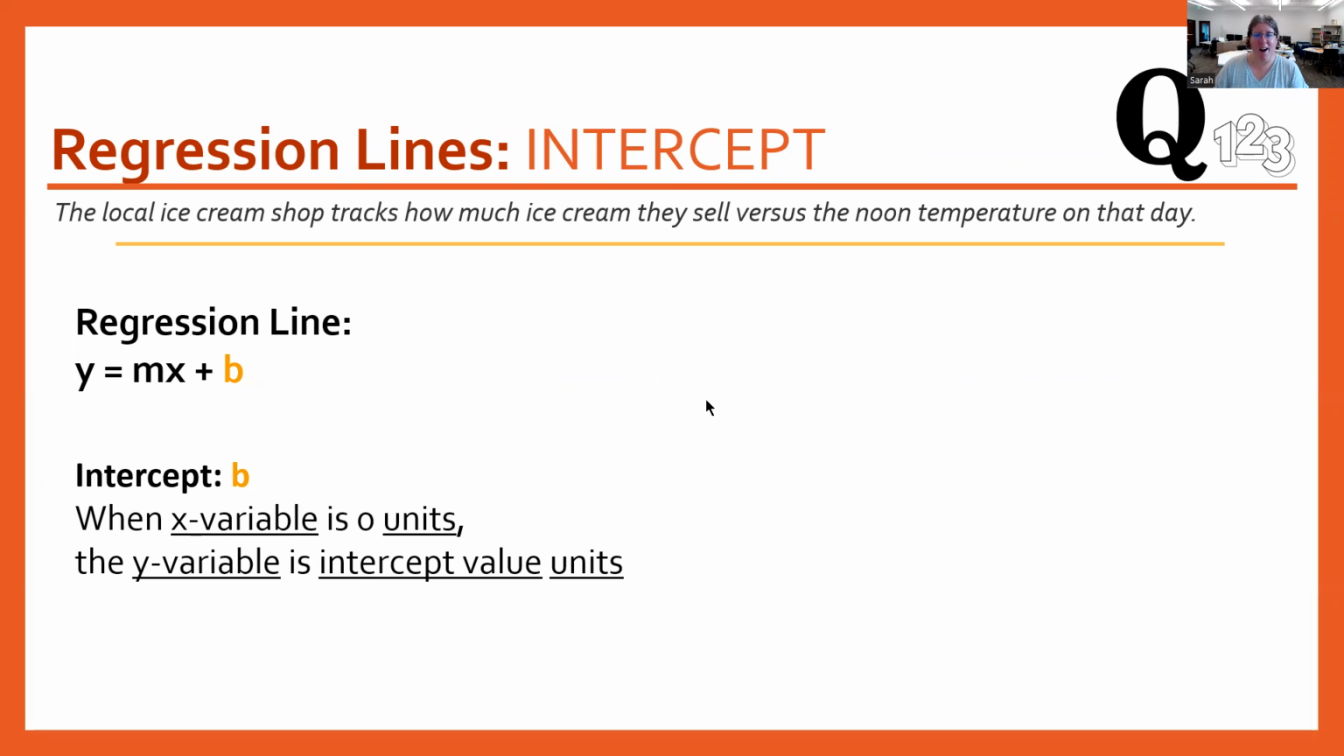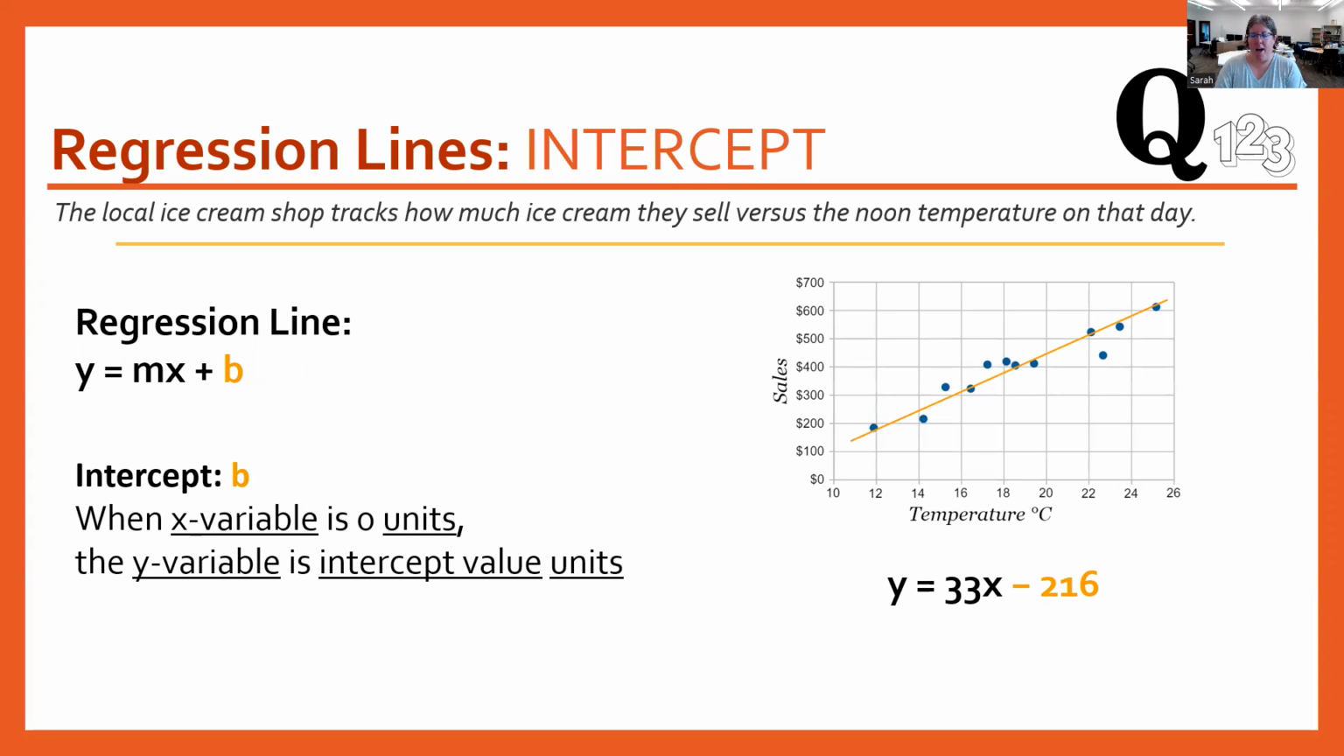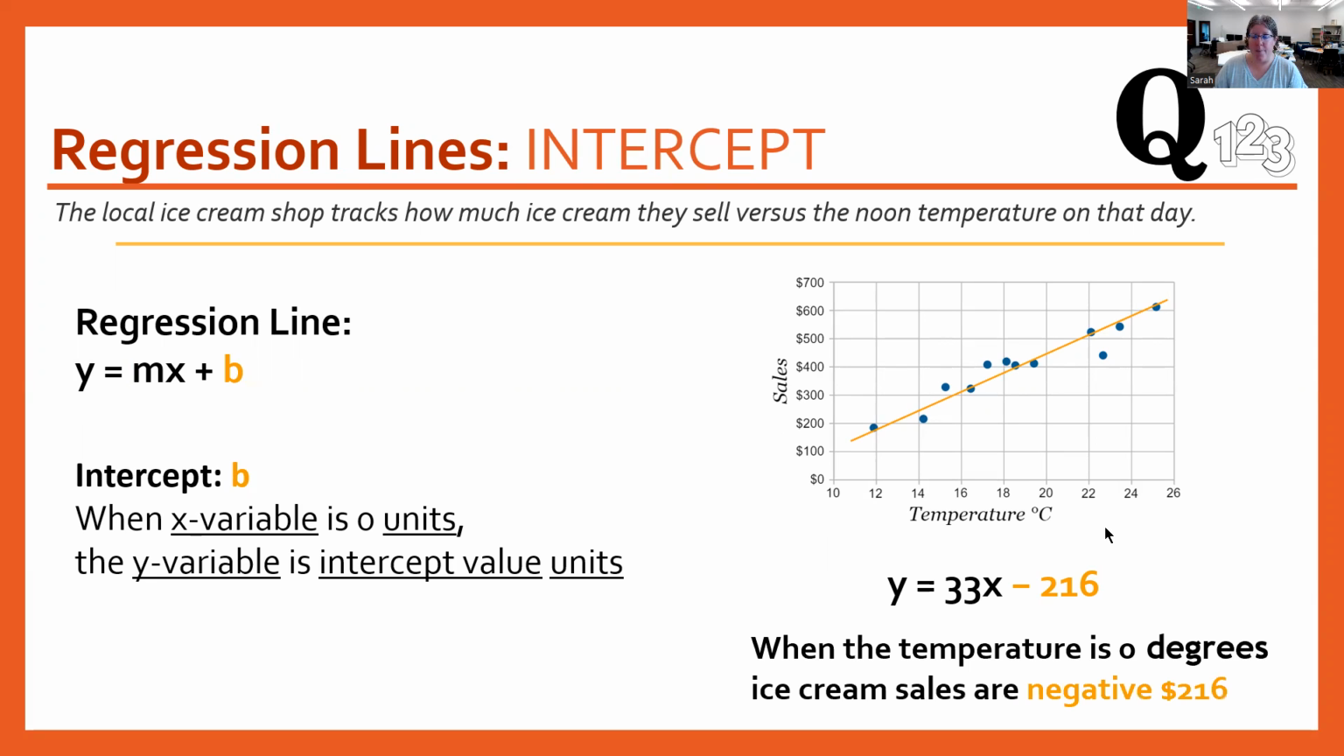Again, with our ice cream example, we see that our intercept is -216. If I write this sentence out using that number, I'll get, when the temperature is 0 degrees Celsius, ice cream sales are -$216. So that would be the interpretation. I filled in all the blanks, and that is a correctly written statement interpreting the intercept.